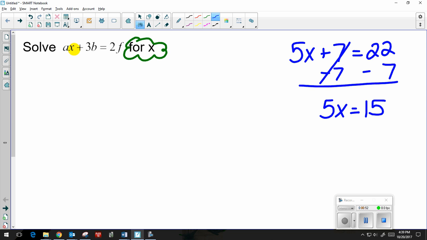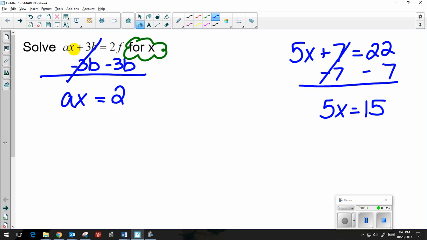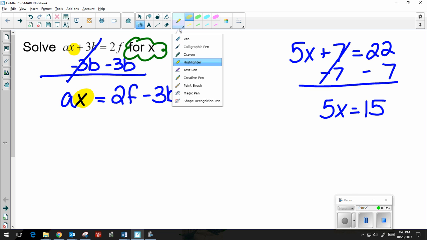So over here on the left, I'm going to do the same thing. I want to subtract this 3b on both sides. So my 3b is going to cancel, and I'm left with ax equals, now on the right side, I have 2f minus 3b, but those are not like terms, so I can't combine them. So I'm just going to write it as 2f minus 3b. And then once again, remember that we're solving for x.